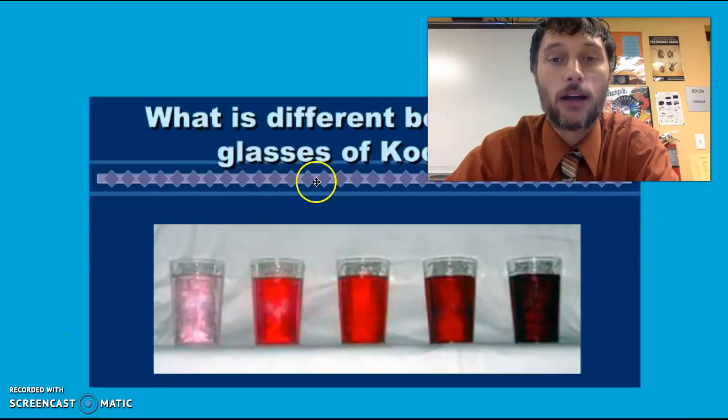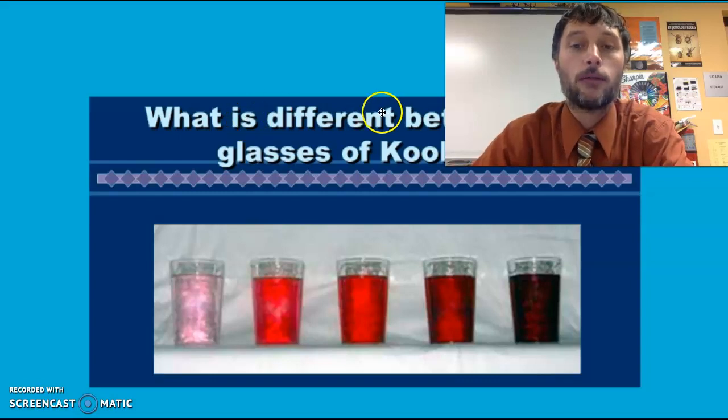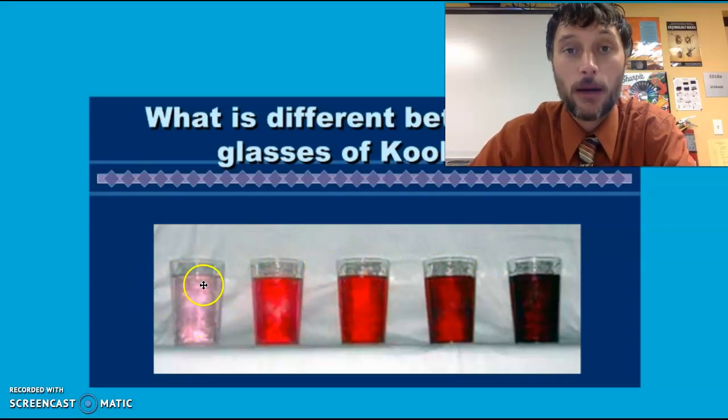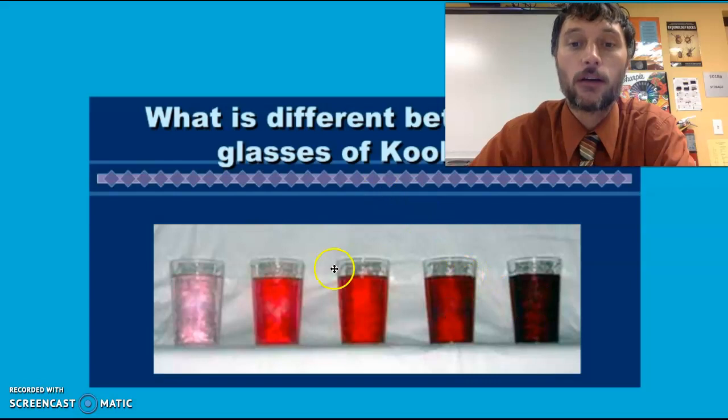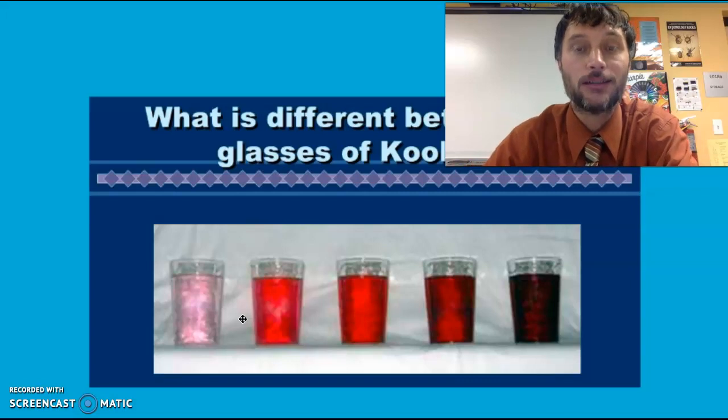Now, when I say concentration, let me move my face here so you can see a little bit better. What is the difference here between these glasses of Kool-Aid? Essentially, we've just added more of the powder. This would be what's called a serial dilution. So this has the least amount of the powder, this one has the most, and then there are steps in between. That's the idea behind concentration: how much of the powder, how much of the solid, is dissolved into a solution.